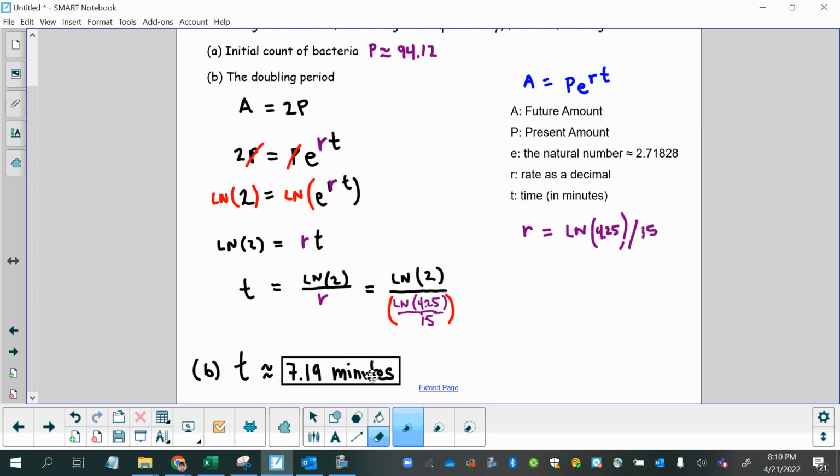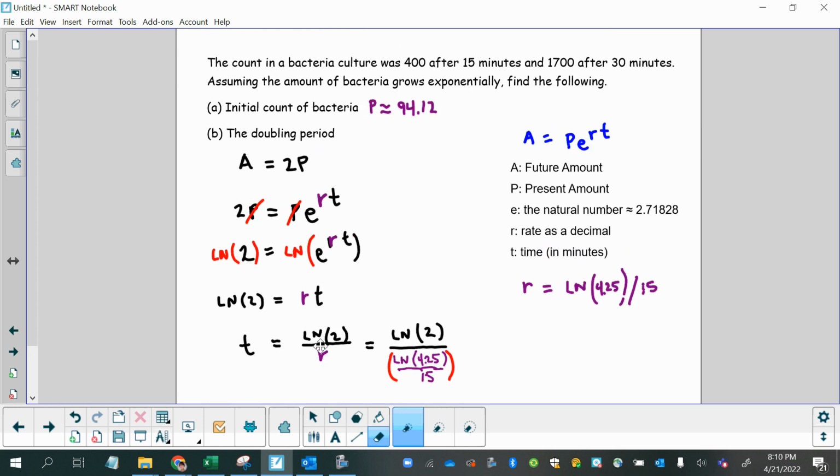Remember, T is in minutes. So it should take 7.19 minutes for the starting amount to double. And if we check back to what they told us in the beginning, the bacteria amount was 400 after 15 minutes and 1700 after 30 minutes. Then we figured out that the principal amount, the starting amount, was 94.12. So if you double that, that would be an amount that would lie somewhere between 400 and 1700.